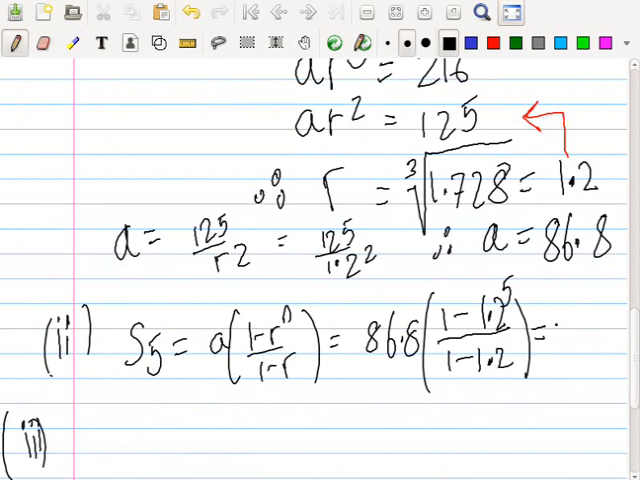What is it? 6.9, 45.9, so we'll say 646 then. And the last one for 1 mark, show that the series diverges.